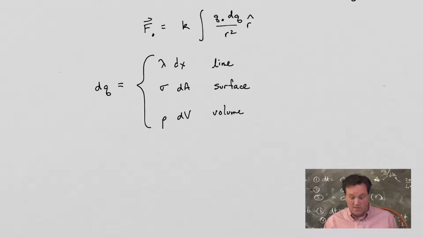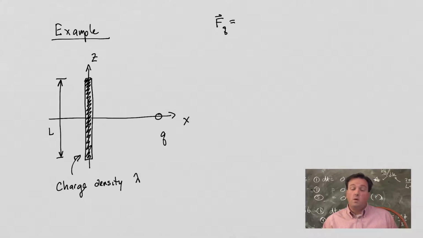If my charge distribution is a line, then I'm going to replace dq with lambda dx. If my charge distribution is a surface, I'm going to replace it with sigma dA. And if it's a volume, then I'm going to replace it with rho dV. Okay, it seems to be the ideal time now to do a quick example. So let me consider this one-dimensional charge distribution, which is just going to be a rod. And I'm going to lay that rod along the z-axis. I'm going to say that rod has length L. And then the charge that I'm going to be studying is to the right of it, along the x-axis. And I'm just going to call that charge Q.